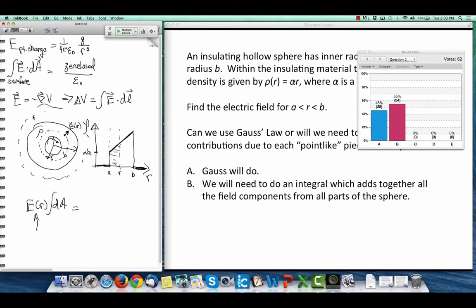And if we wanted the electric field outside, we would use a Gaussian surface outside the entire sphere, and the field outside would be just like the field of a point charge that was at the origin and had the total charge of this insulating sphere.